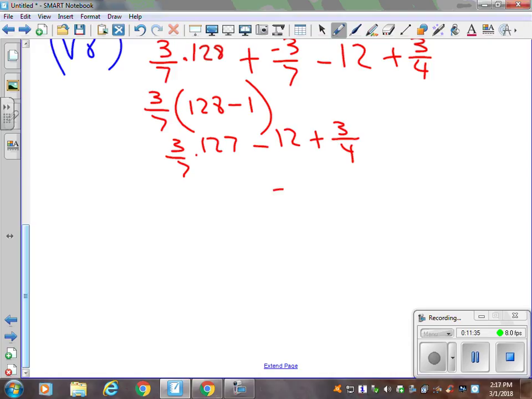So this is going to come out negative 45 over 4 because that's 48 over 4. Everybody agree? 12 is 48 over 4. Over here I got to multiply this out, so 128. And then I just get a common denominator. 3 times 8 is 24, carry a 2. 2 times 3 is 6, plus 2 is 8, and 3 times 1 is 3.